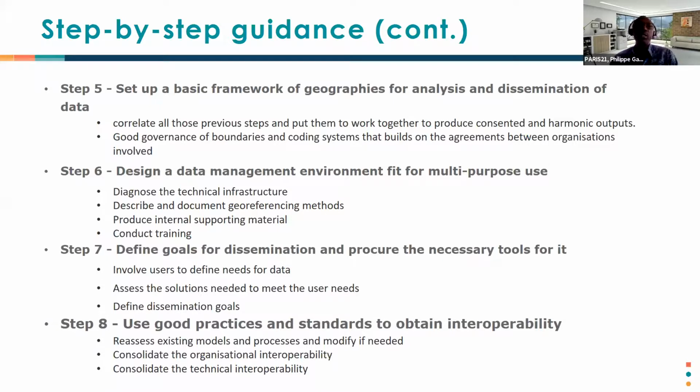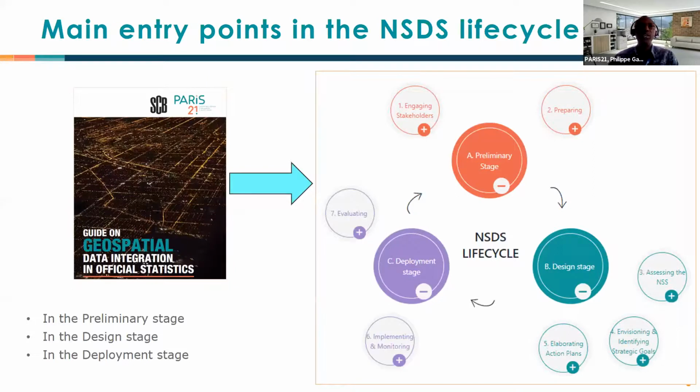And the last one is to use good practices and standards. And here it focuses more importantly on the interoperability of systems, because information will be coming from several sources. So you need, of course, to build a viable interoperability between the systems. So these are the 8 steps that the guide provides more details on. Once it is published, I would invite you to go through it, to read it, and provide any comments that you will find. Now, the last point is the entry points in the NSDS life cycle.